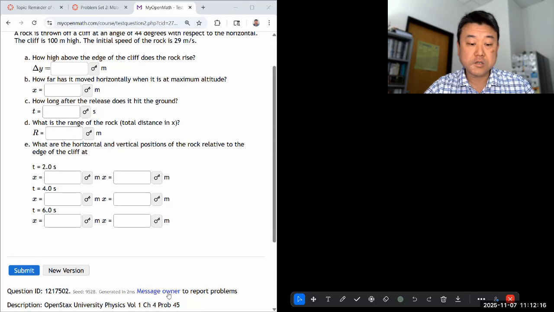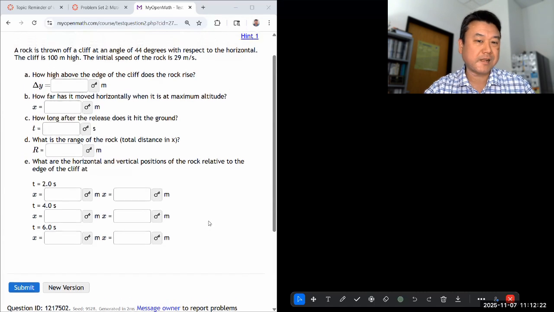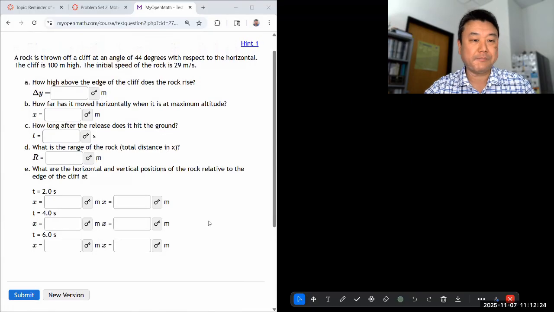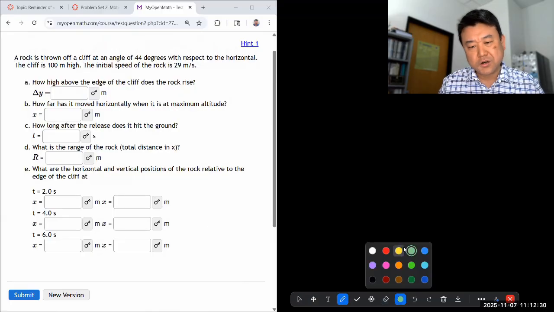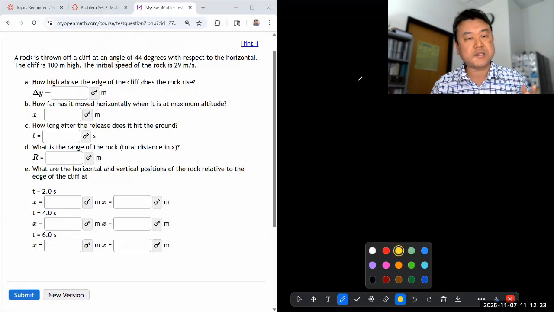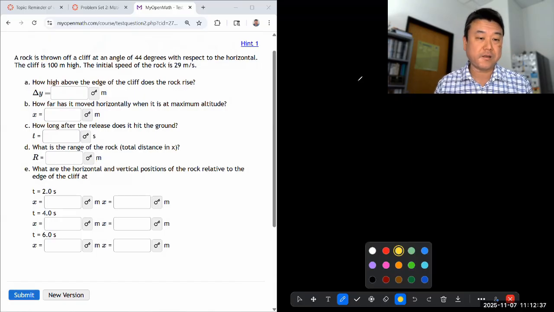This is from chapter 4, 2D kinematics, problem 45. It should be projectile motion. That's how I picked it. So, a rock is... let me start sketching as I read the question, just to make sure I have a good understanding of the physical setup, that I have a correct mental image.